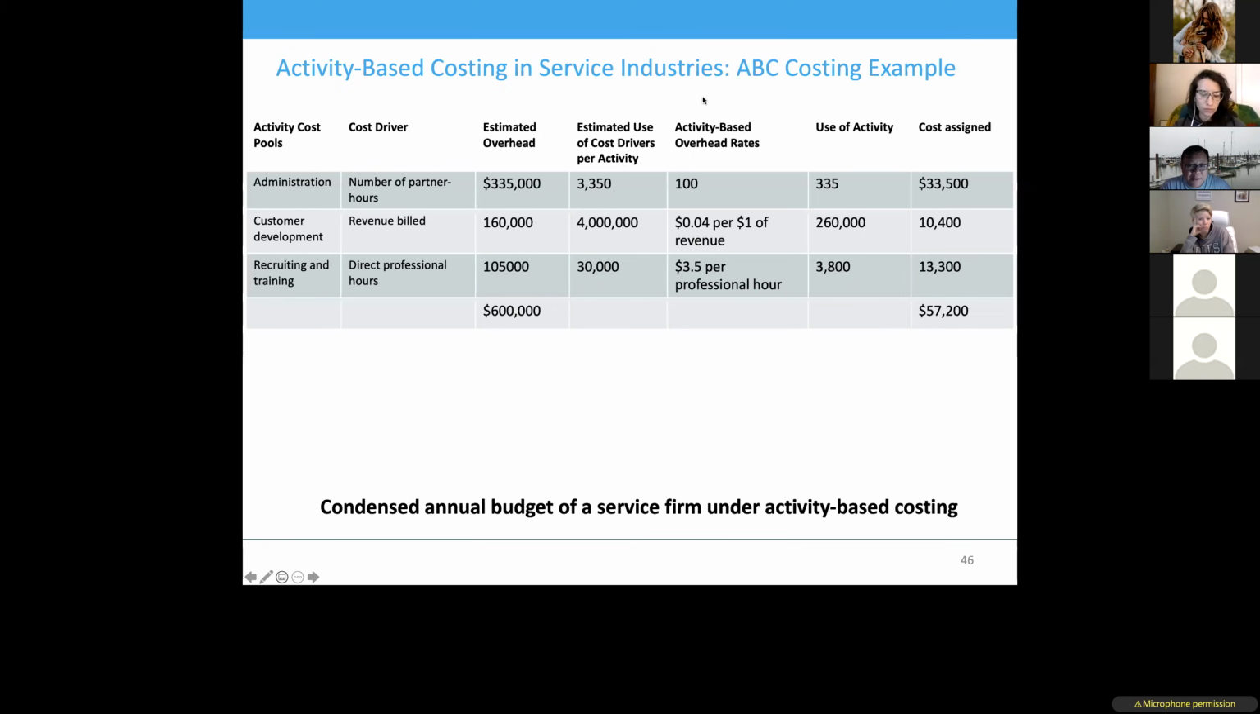Then in step 3, the division, I use the 3rd column divided by the 4th column to figure out the activity overhead rate. Then depending on the usage of the activity for that service, you use the step 4 multiplication, so you figure out the cost assigned. You can see this is very similar to the manufacturing company, very similar to the one we did together on Tuesday.